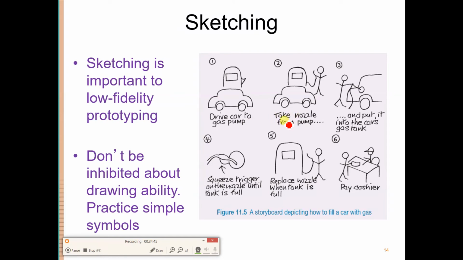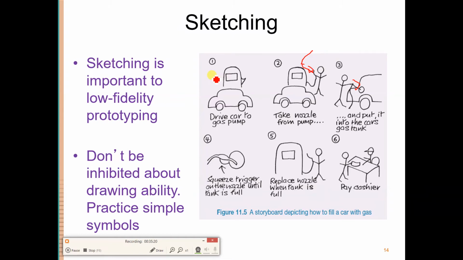Step number 2, take the nozzle from the pump, which you can see he is doing. Sketch number 3 says put it into the car gas tank. So the user has to put the nozzle of the pump into the car gas tank, and then squeeze the trigger on the nozzle until the tank is full. Replace the nozzle when the tank is full. So he has to put back the nozzle on the pump and pay the cashier. So we can depict the situation by a series of sketches.